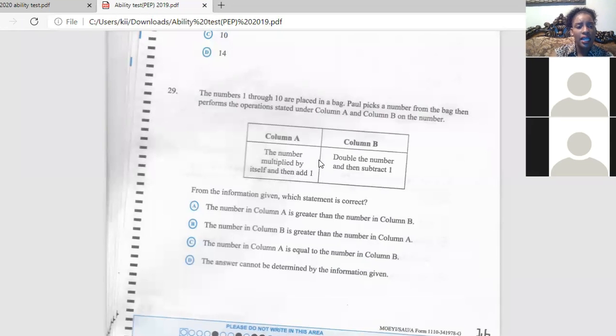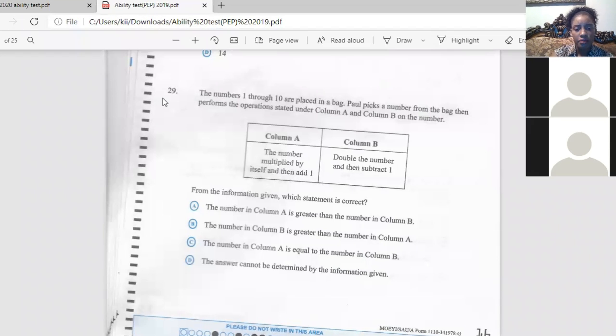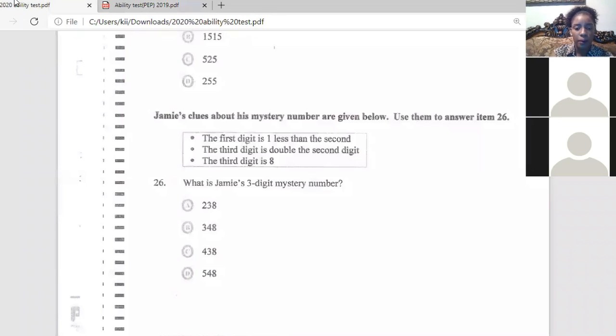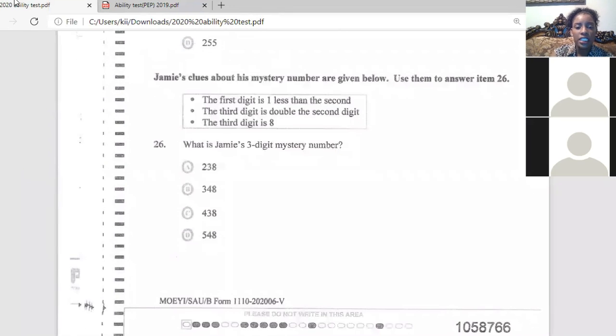For number 29, I didn't see any of these questions on the 2020 paper, but it's similar to this here, where it's just a general reasoning question. For question 26 on the 2020 past paper, it's speaking about Jamie giving some clues to a mystery number. So based on the clues that are given, you should be able to determine what Jamie's mystery number is.